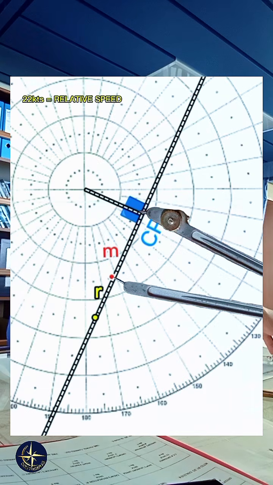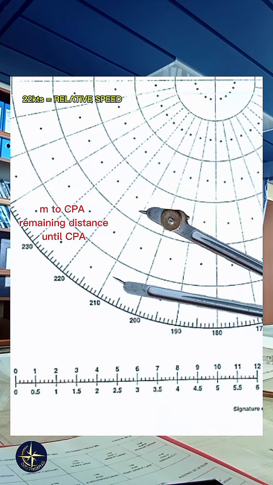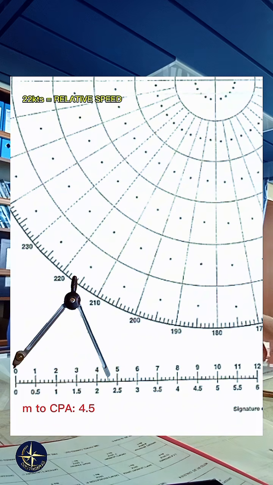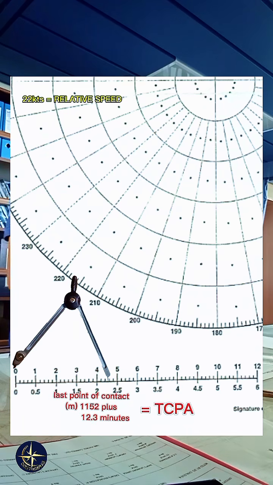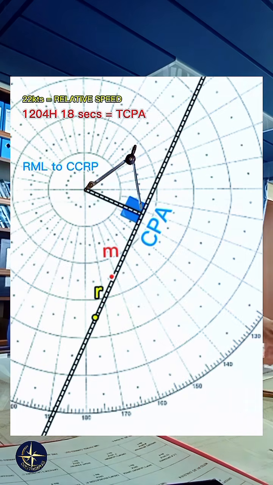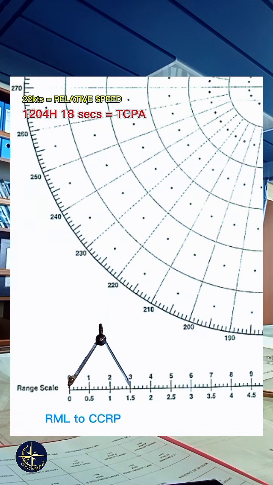Next will be from point M to CPA, the remaining distance until CPA. Scale it, and the reading convert again into 60 minutes or 1 hour reading by referencing the relative speed. How much time can we get in 4.5 nautical miles? Cross multiply as what we usually do. Same process of simplification, and that's how you get the TCPA or time of closest point of approach. Back to our CCRP, the measurement of the perpendicular line determines our CPA.